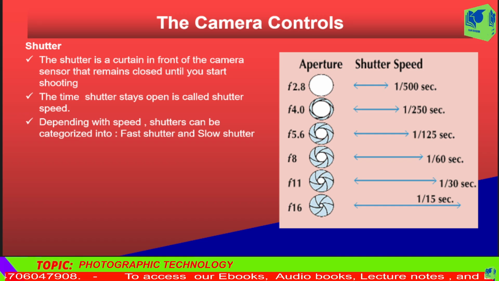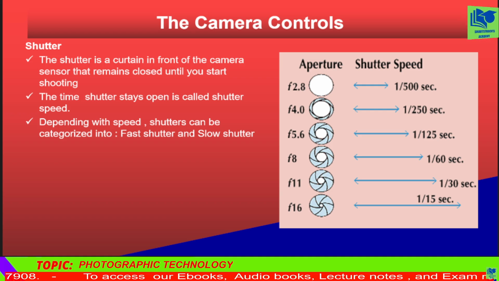A fast shutter speed, like 1/1000th of a second, freezes fast action. For example, if you're taking a photo of a bird in mid-flight or someone jumping in the air, a fast shutter speed will capture the moment without any motion blur.